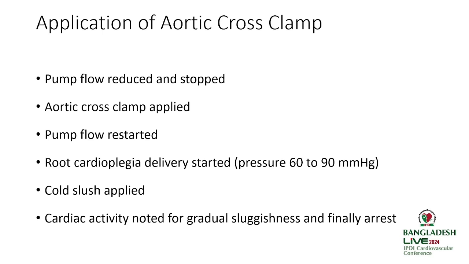Then the aortic cross-clamping. We ask the perfusionist to reduce the pump flow and apply the cross clamp. Then the pump flow is restarted, and we immediately start the root cardioplegia delivery with a pressure of 60 to 90 millimeters of mercury. This is in case of a closed aortic root, but we can do selective cardioplegia as well in aortic valve surgeries, which Professor Farooq sir will describe to you later. In those cases, we can selectively cannulate, and we can even do retrograde cardioplegia after doing an antegrade cardioplegia for aortic valve surgery so that it doesn't interfere with our work.